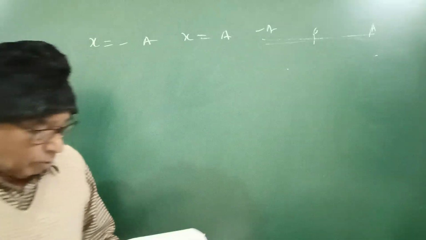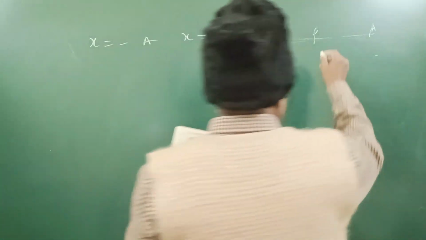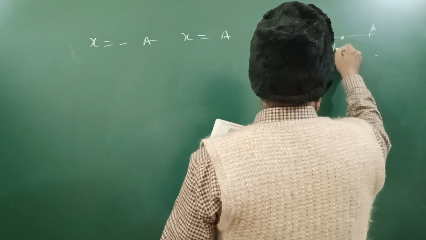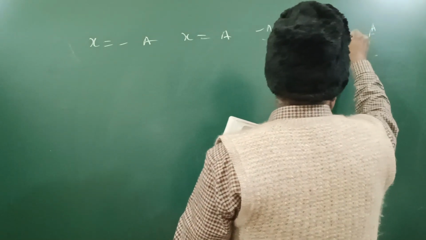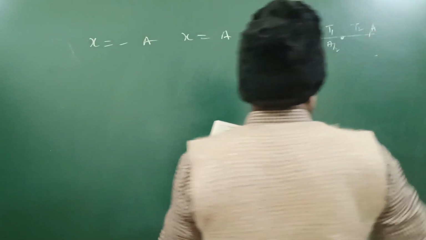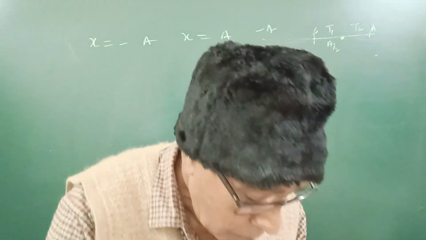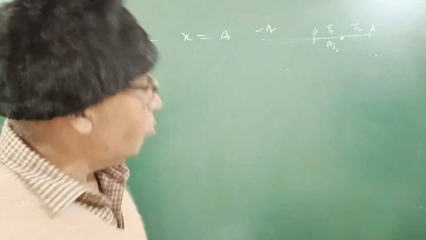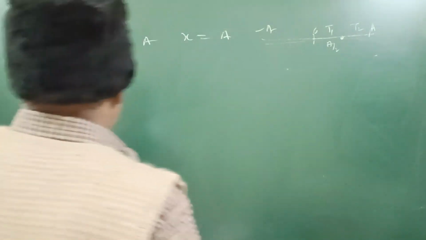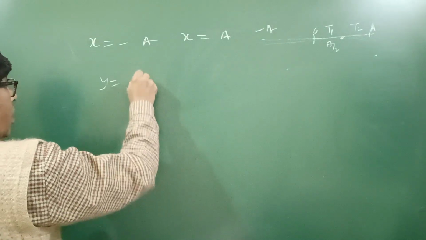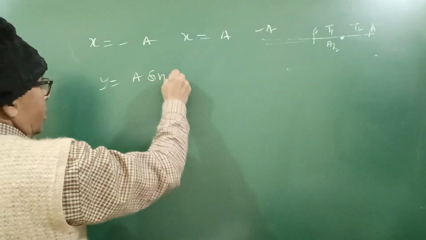It takes time t1 to go from 0 to a by 2, up to a by 2 here. Time t1 and then t2 here. Which is greater? t1 and t2, which is bigger? So we write y equal to a sin omega t.